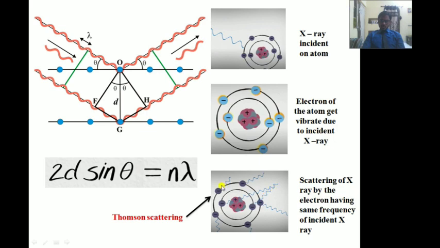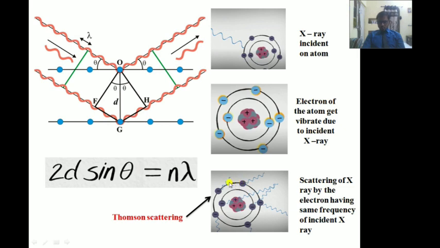This process is called scattering, and this scattering is also well known as Thomson scattering, which is also called elastic scattering. That means this is the initial X-ray source, and this is the secondary X-ray source.